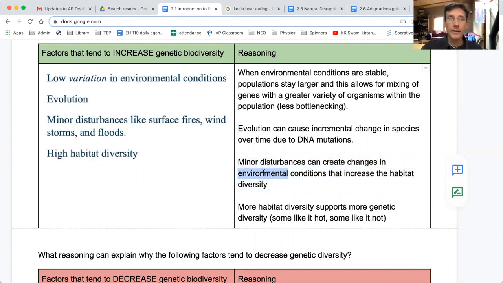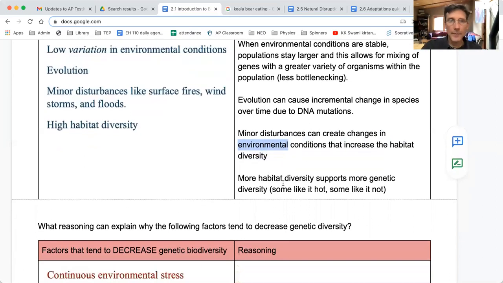But there's this idea that minor disturbances like surface fires, wind, storms, and floods can increase the habitat diversity. When a fire comes through, it's going to bring down a lot of vegetation and allow more sunlight to come through. So now you have the areas that were unaffected by the fire still experiencing a lot of shade or blockage from wind, and you have this opened up area with sunlight and wind, and that can increase the species diversity because it's increasing the habitat diversity.